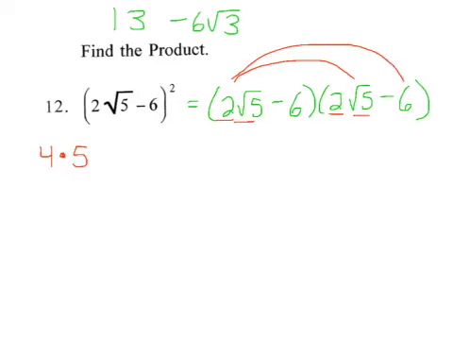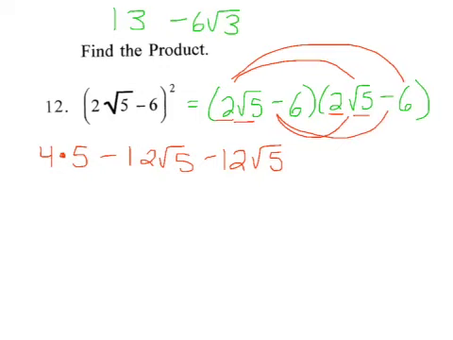Then we want to do 2 root 5 times negative 6, which is negative 12 root 5. And then negative 6 times 2 root 5, which again is negative 12 root 5. And then finally, negative 6 times negative 6 is a positive 36.